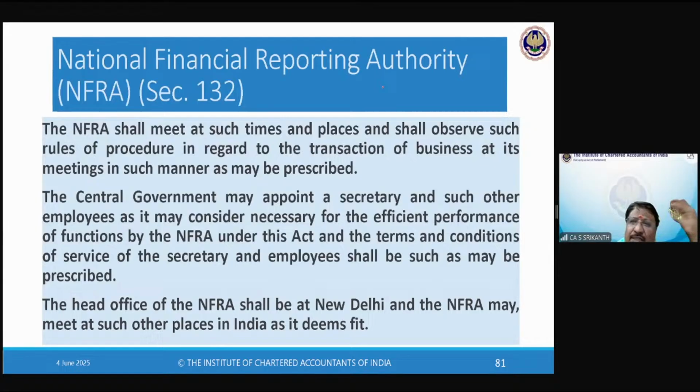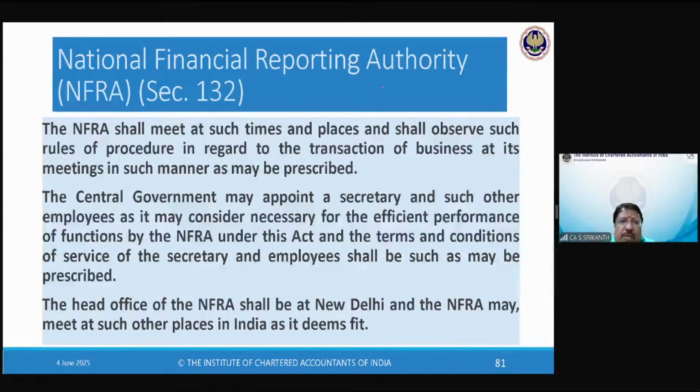The NFRA shall meet at such times and places, etc. So a secretary will also be appointed and other employees. It will have a huge structure. See, the NFRA cannot work in a vacuum. The NFRA will only issue directives. They have to be implemented. People, they need executives. They need IAS officers. And those IAS officers need superintendents, clerks, Group Ds. A whole battalion of government servants will be there to support the NFRA.